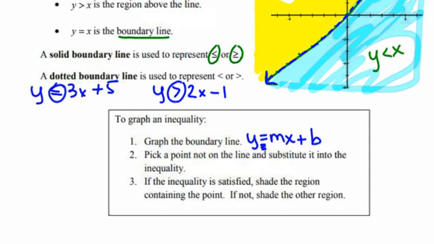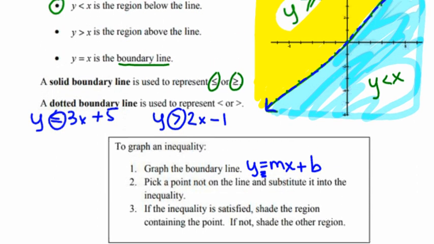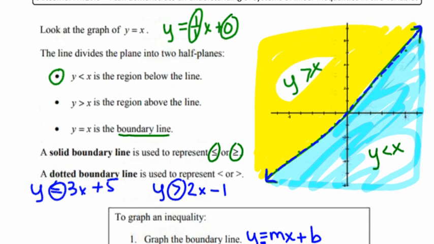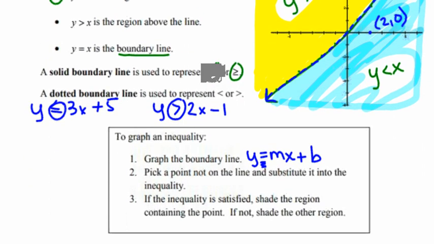Second step, we're going to pick a point that's not on that line and substitute it into the inequality. So for instance, if I look back at this graph up here, a point that's not on that line would be something like 2 and 0, where x is 2 and your y value is 0. That does not exist on the line, so that would be a possible testing point. If the inequality is satisfied with that point in there, I want to shade the region where that point exists. So if 2 and 0 satisfied my example, I would shade on the side of my graph in that blue area where that point exists.